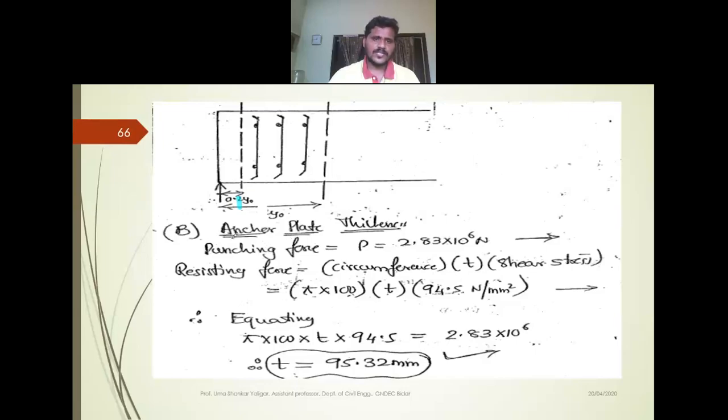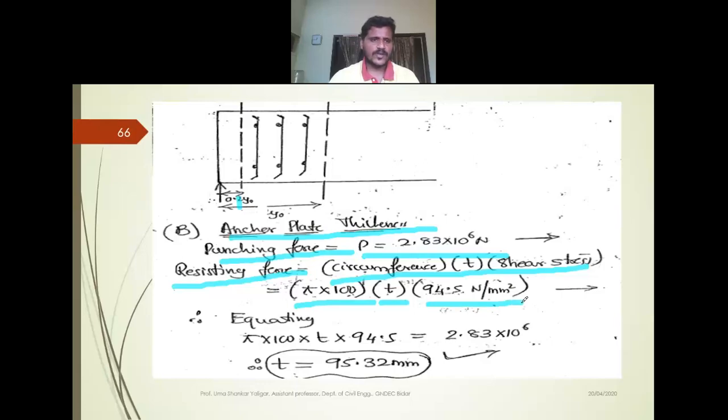Then we need to calculate the anchor plate thickness. We know that the punching force or stressing force is 2.83 into 10 raised to 6 Newton, but the resisting force is equal to circumference into thickness into shear stress. Diameter of the duct is given as 100, pi into d into thickness. This is the shear stress 94.5, which is given. If you equate those two values, you will get thickness as 95.32 mm. In this way, we need to calculate the thickness of the plate.